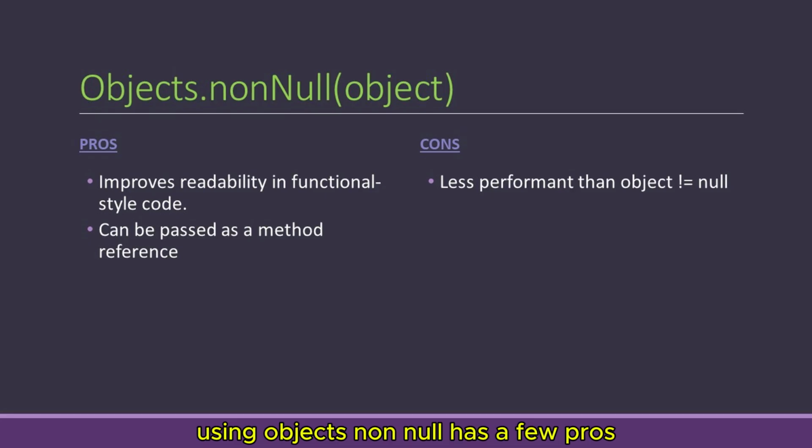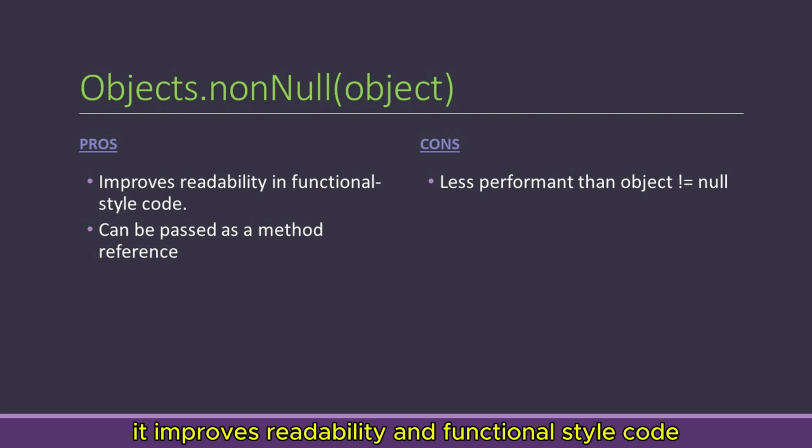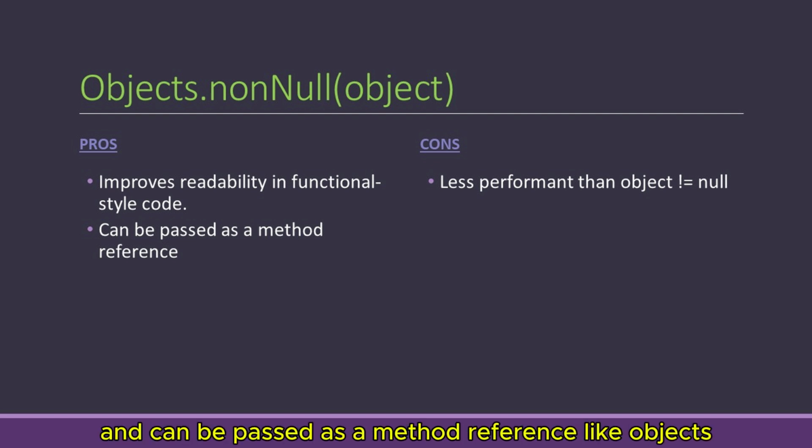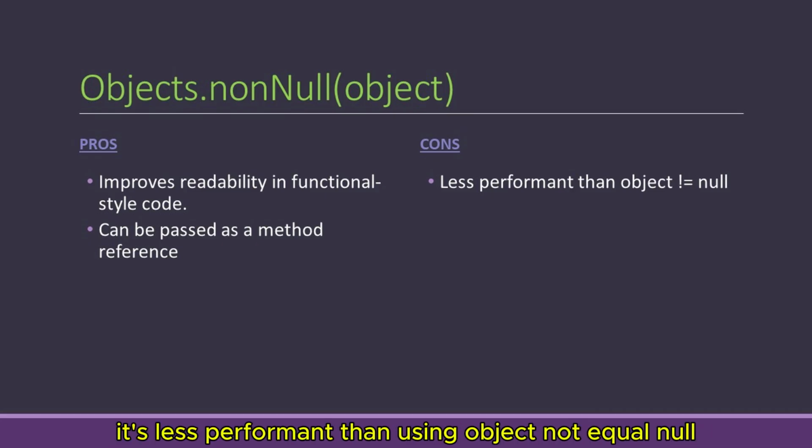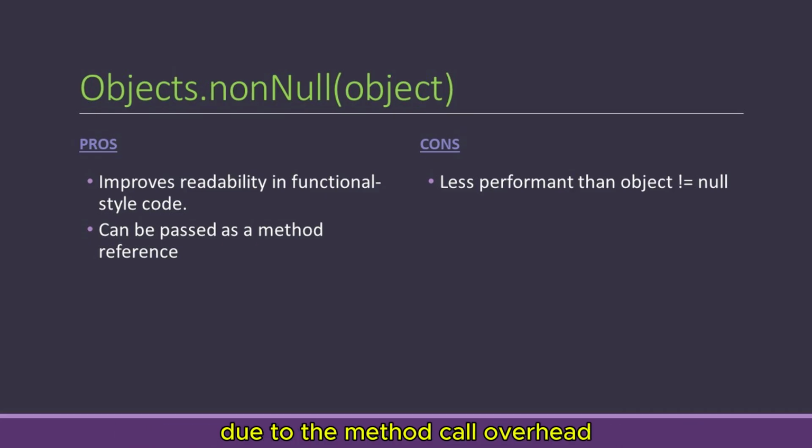Using Objects.nonNull has a few pros, but it also comes with some cons. On the plus side, it improves readability in functional style code and can be passed as a method reference like Objects::nonNull. On the downside, it's less performant than using object != null due to the method call overhead.